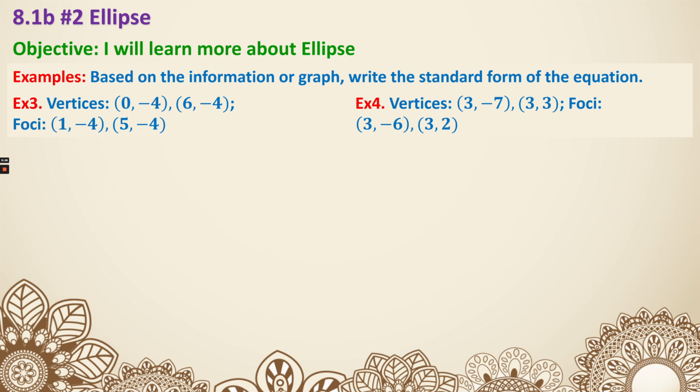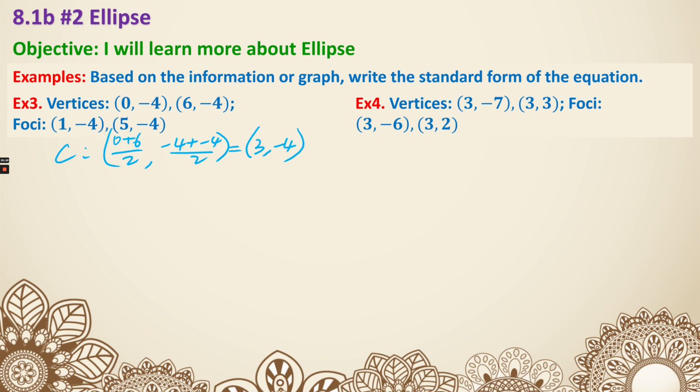Based on the information or graph, write the standard form of the equation. You are given the vertices and you are given the foci, and it's asking you to write down the actual standard equation. What's a bit harder in here is because our center is not around the origin anymore, so we do actually need to identify the center. But remember, the center is always going to be in between the foci or in between the vertices. So we're finding the midpoints. The center would be 0 plus 6, divided by 2, and negative 4 plus negative 4 divided by 2, which would be 3, negative 4.